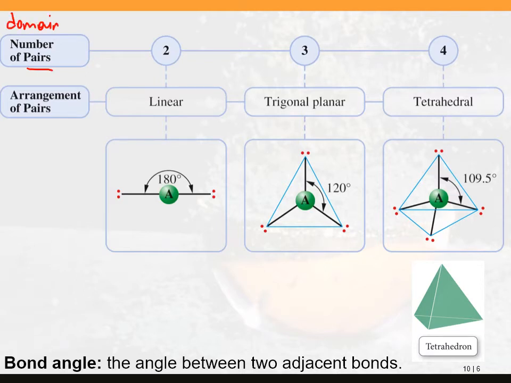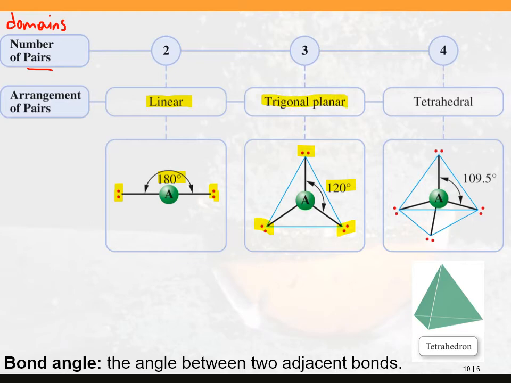If you got 2 domains, 2 electron pairs or electron groups repelling each other, the best way to arrange them as far as possible is to put them on opposite sides with an angle of 180. And we give this arrangement a name, linear. If you got 3 electron domains, then they take the corners of an equilateral triangle with an angle between them of 120 degrees. And we call this arrangement trigonal planar.